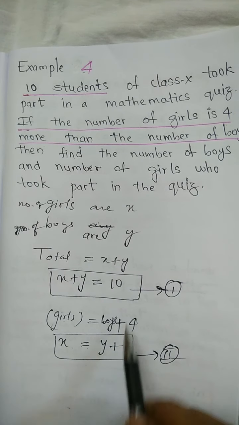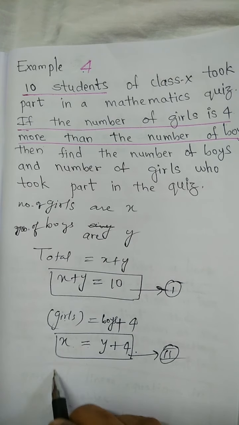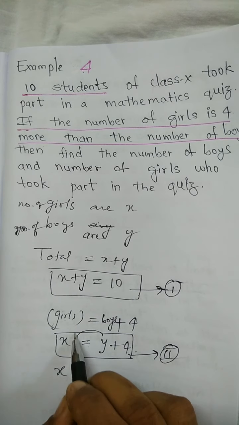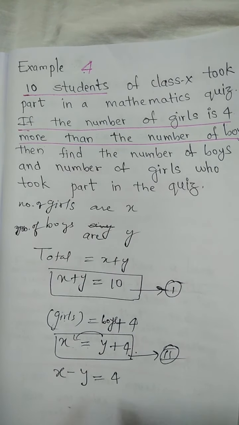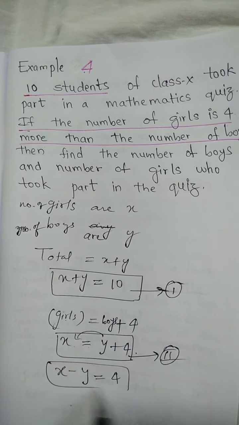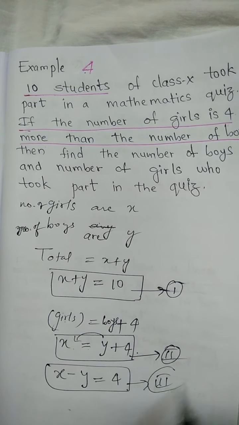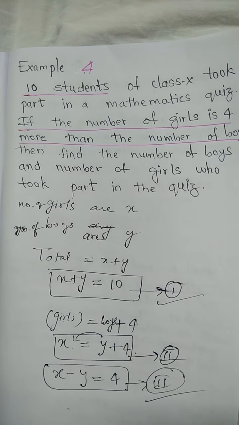Okay, so you got these two equations. You can write them in a proper way: x minus y equal to 4. Take this as the third equation. So the first and third you solve by any method. Here the elimination method will be very easy. In this way you have to form the equations, solve, and get the answer for your question.